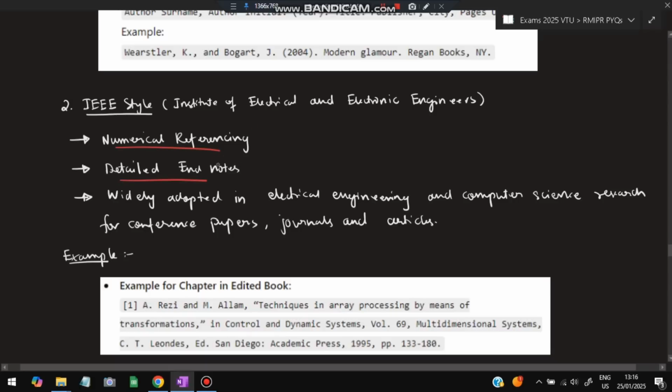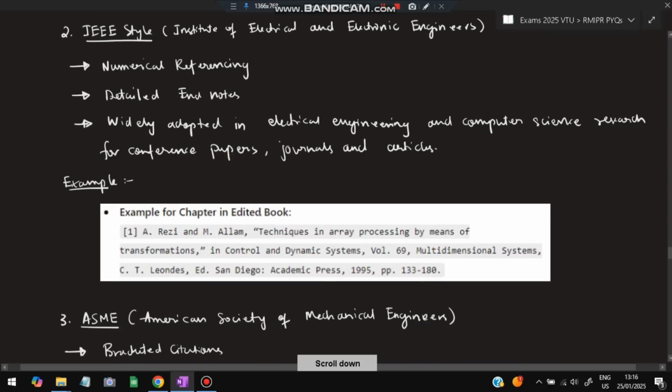Detailed endnotes: at the end of the notes there will be detailed information, and it is widely adopted in electrical engineering and computer science research for conference papers, journals, and articles. Okay, it is used for these three purposes. At the end of the book, this will be written, and here we can see the author of the book and the book which is referred to, which volume it is, what the domain of it is, which year it was published, and which pages. So it is very detailed information. See, detailed endnotes. This kind of information is mostly used in electrical engineering papers.